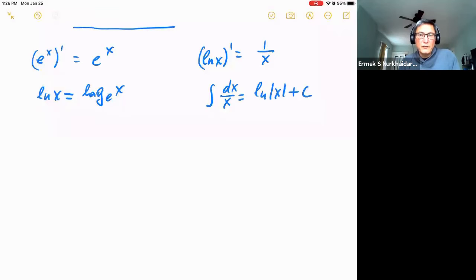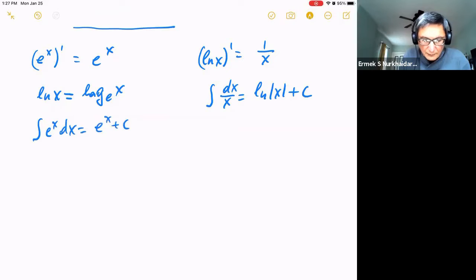So that's the formulas which we got the last time. And now we'll do some derivatives, some integrals using these 3, maybe 4 formulas if you also take into account that the antiderivative of e to x equals e to x plus c.